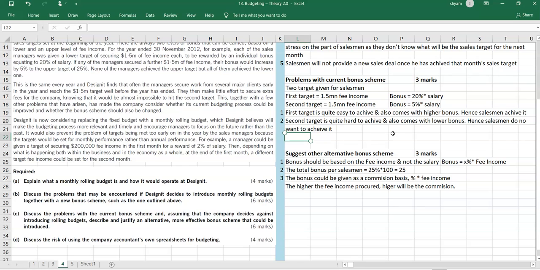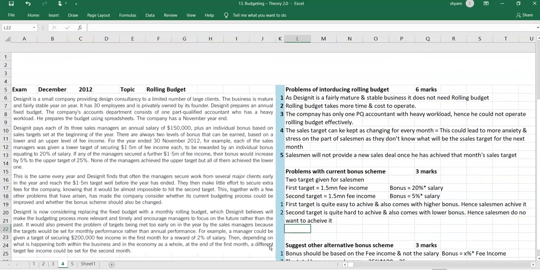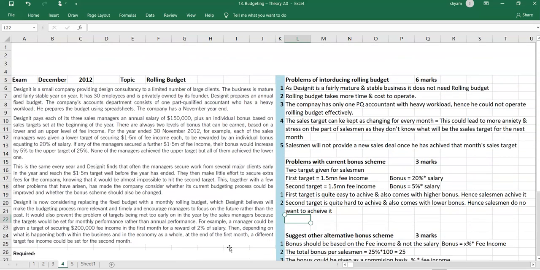So we have covered the first part of the answer. This one and the last one are usually general answers, very general answers. This one you can see from the theory that we discussed about rolling budget, and the last one is just what would be the problem of using spreadsheets for this company. Okay, so you can write that on your own. So that's about the case here. We'll move on to the next one.